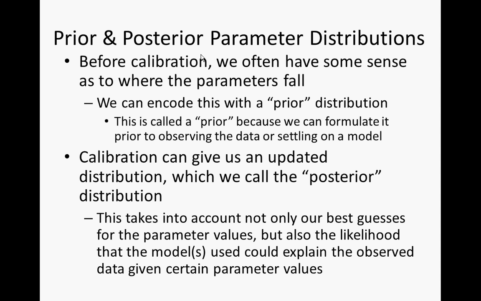Now, this best guess that we bring to the table prior to actually trying to match the empirical data we have at hand can be captured within a Bayesian approach using what's called a prior distribution. And it's called a prior because we can formulate it prior to observing the empirical data or settling on a particular model. So we start with the option of imposing either weaker or stronger initial guesses as to the relative likelihood of different parameter values.